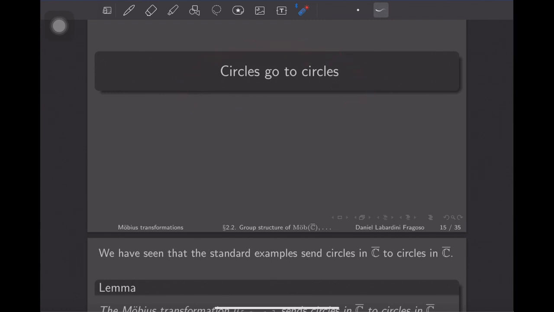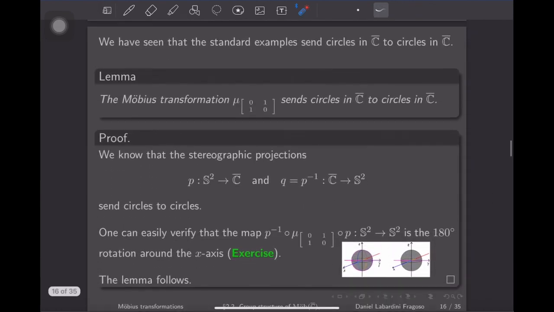The way I'm going to use it later is I'm going to push using a Möbius transformation, and I know that circles go to circles. So I am going to know how the curves look like for my arbitrary Möbius transformation. That's how I'm going to use it. And then here in the standard examples, we did the observation: any standard example sends circles in C bar to circles in C bar, even if those circles are not centered at the origin.